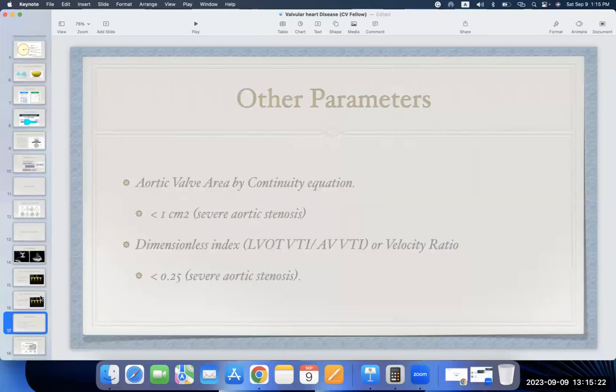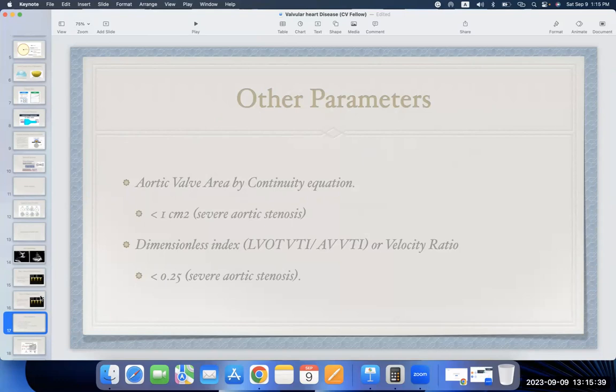Also, you can measure other parameters to help you support your diagnosis. You can calculate the aortic valve area by continuity equation, and also you can calculate the dimensionless index. The good thing about these two parameters is that they're not flow dependent.